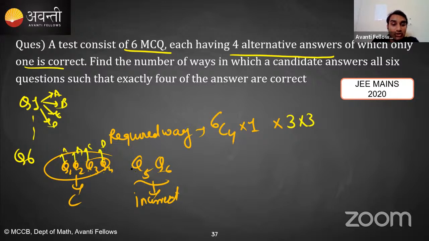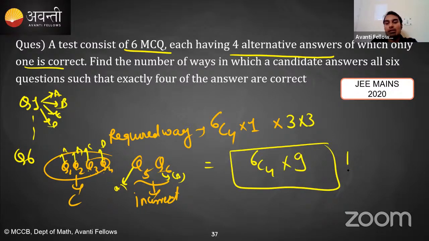Now let's say Q5 has correct answer A. When I am answering question number 5, I cannot fill A. I have to fill either B, C or D. So I have 3 choices. Similarly, when I'm answering question number 6, let's say question number 6 has correct answer B. So while answering it, I cannot fill B. I have to fill either A, C or D. So 3 ways. So this is the required number of ways: 6C4 into 3 square, which means 9 times 6C4. This is the required way.